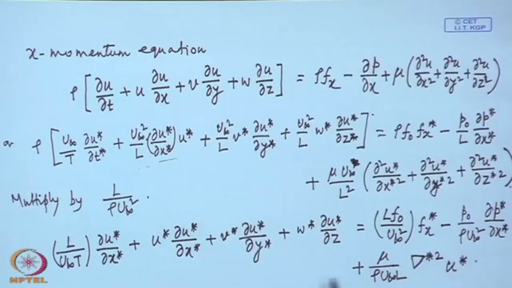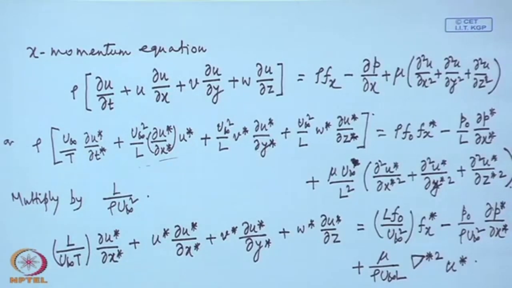the corresponding terms are multiplied by the same numbers. That is, the time derivative term will be multiplied by L by u infinity t, whether it is y momentum or z momentum. The body force term will be multiplied by L f 0 by u infinity square. The pressure term will be multiplied by P 0 by rho infinity square, and the viscous term will be multiplied by mu by rho infinity L.